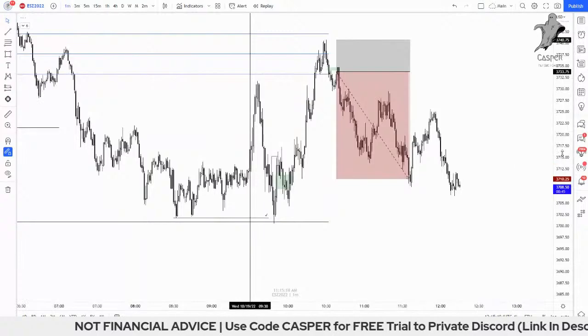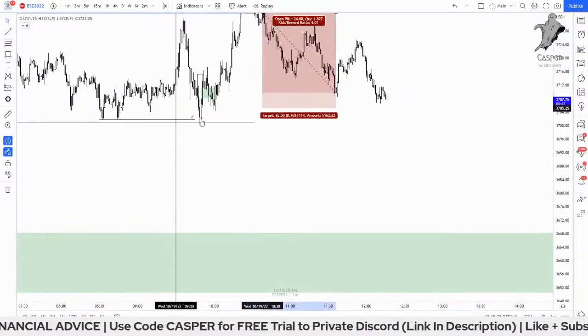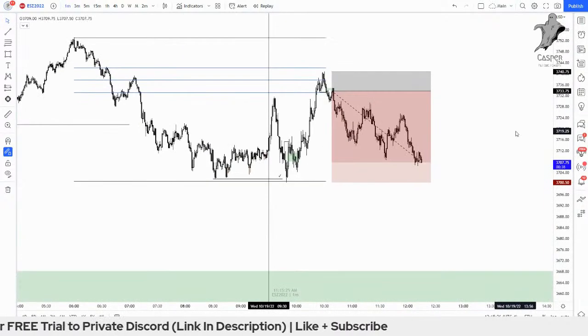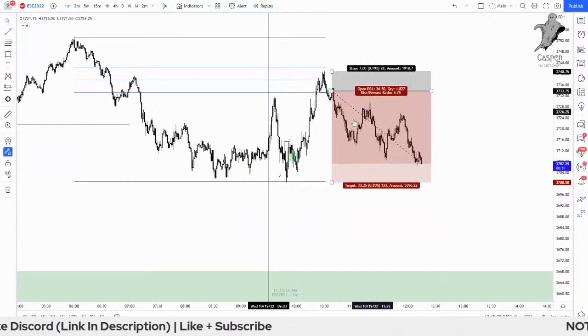Or, I'm not encouraging this. You might target this low. Now, it's not unreasonable to do that. I'll be transparent. I'm holding a position. I cut most of it.